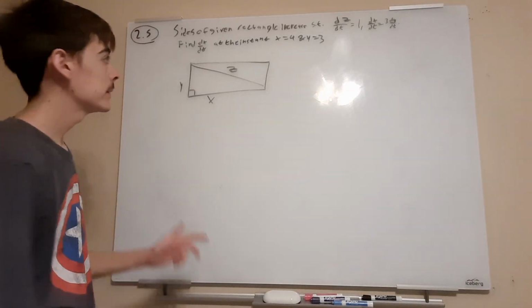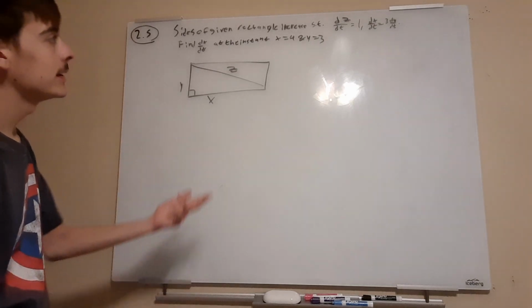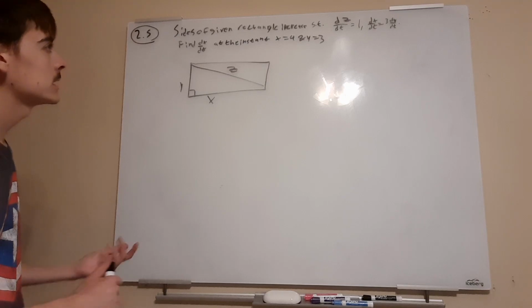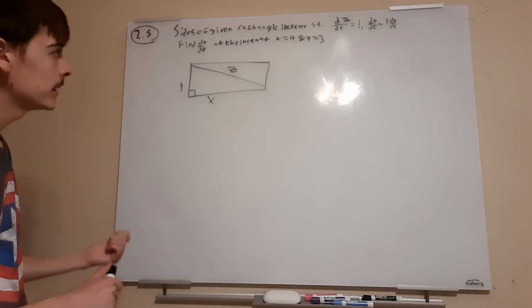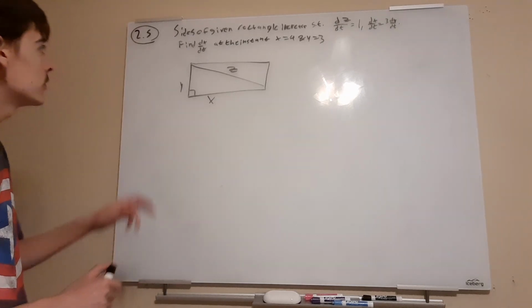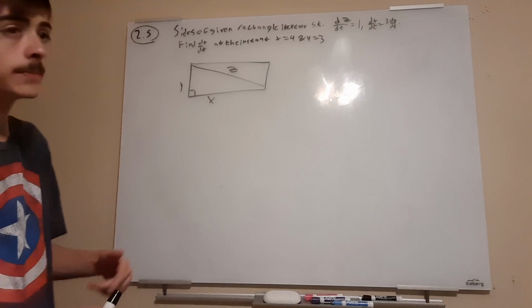Okay, so now we're going to give an example of a Pythagorean theorem problem. This one actually gives us a lot of information right off the bat. It says that the sides of the given rectangle increase such that dz/dt equals 1 and dx/dt will equal 3 times dy/dt. Find dx/dt at the instant x equals 4 and y equals 3.